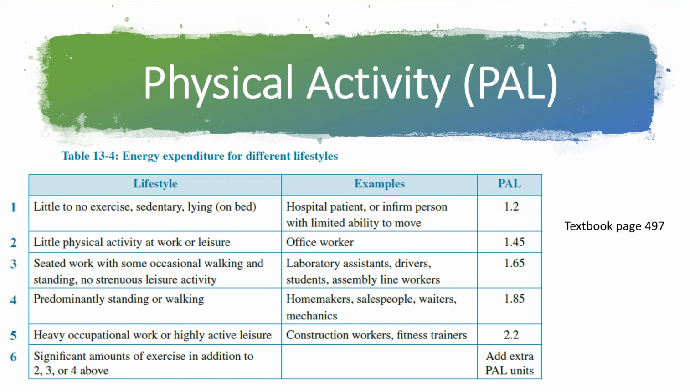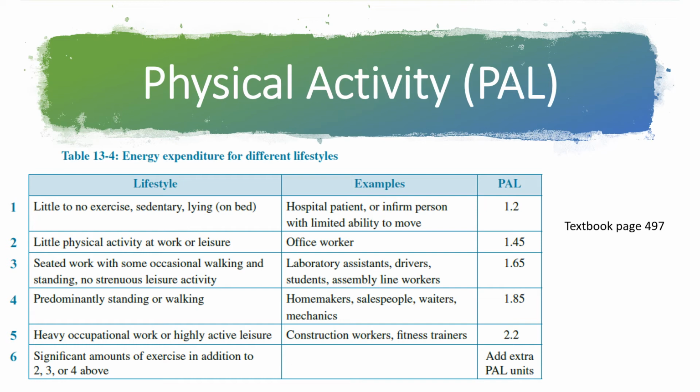Here is the table for the physical activity level, or PAL. It's on page 497 of your textbook. If we have a look, there are 6 different stages. Lifestyle stage 1 is little to no exercise, so more or less doing nothing. These are people who are in hospital, people who have a limited ability to move, okay? Now their PAL, or physical activity level, is 1.2.